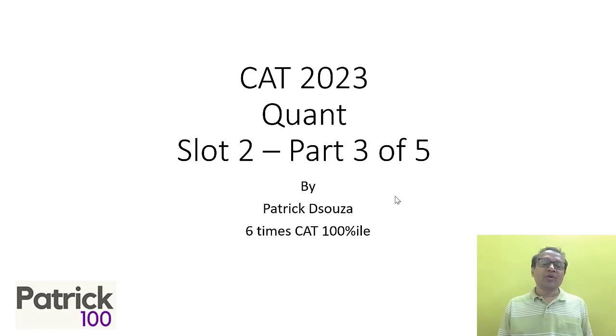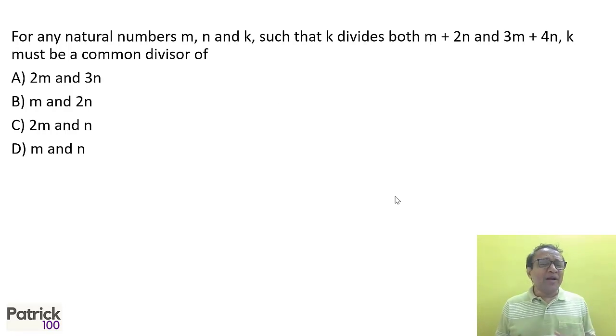that you solve. So normally when there are variables in the question like this, you can always substitute simple values for the variables and try to solve. Now here they have said that k should divide both m plus 2n and 3m plus 4n. So you can solve it. I'll just look at how to put values and solve.